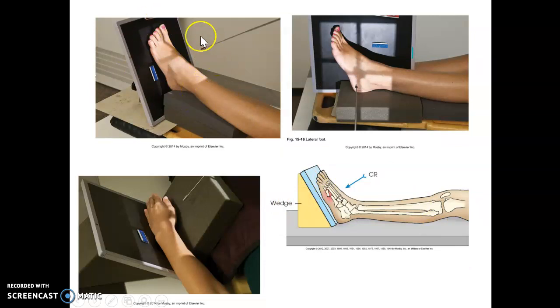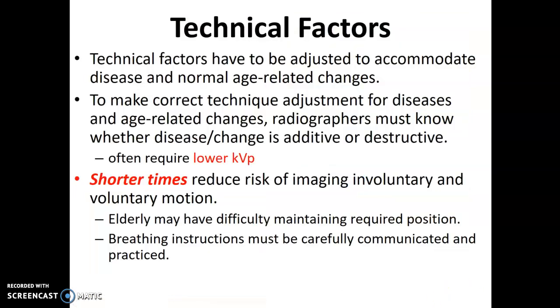So trying to get these stretcher feet is definitely a little bit more difficult. You're going to have to utilize some angles. So this foot here, they have propped the foot up. The cassette's at an angle, and they're angling their tube to compensate for that angle as well. And this is a cross table foot. This technologist is trying to get a lateral hand, so they're utilizing multiple sponges and some angles. So we might have to think out of the box on these.